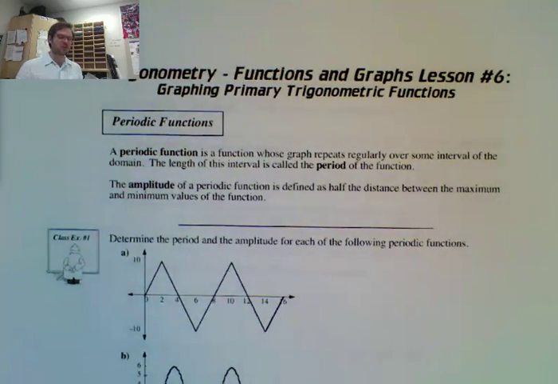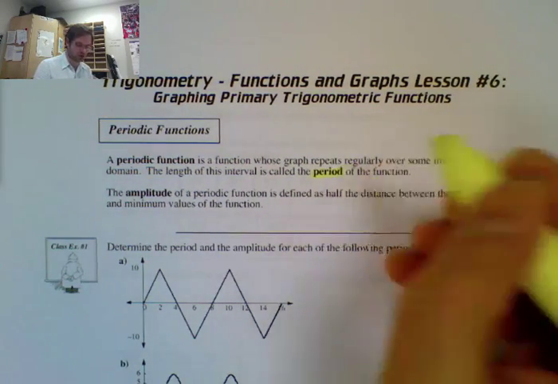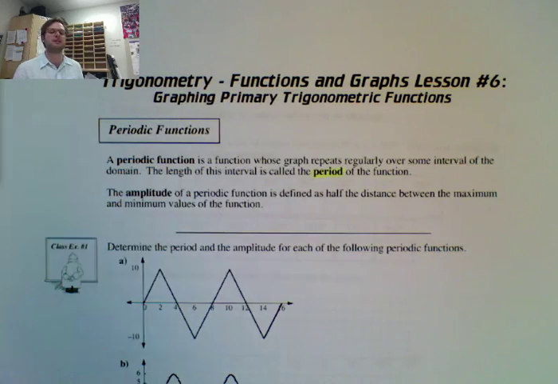So to start off, we're just going to look at what is a periodic function. A periodic function is a function whose graph repeats regularly over some interval of the domain. So it repeats over time. The interval is known as the period of the function. So its repetition part is the period.